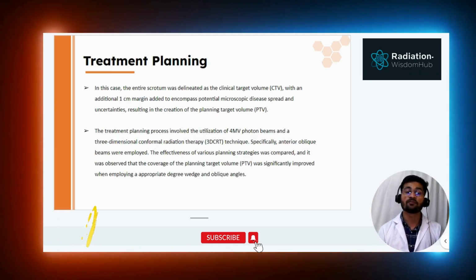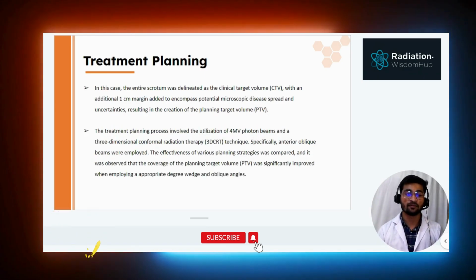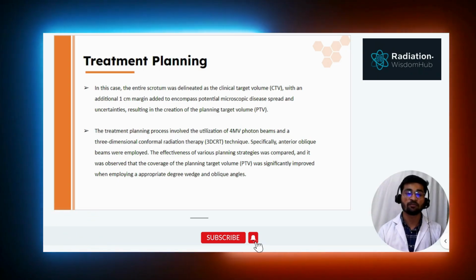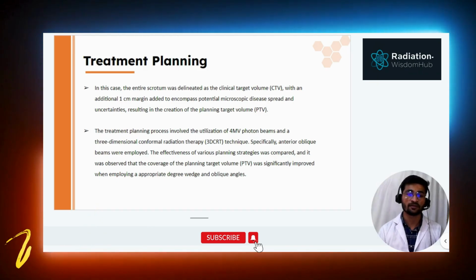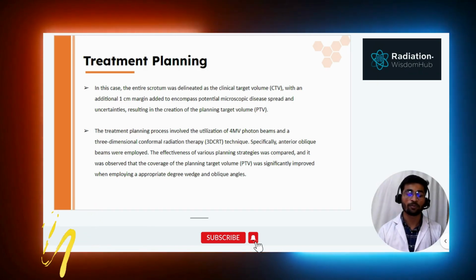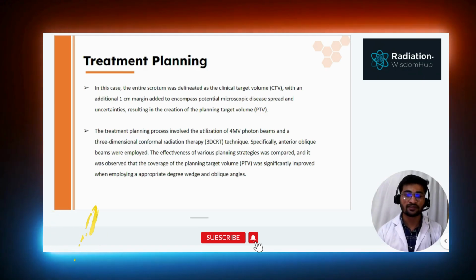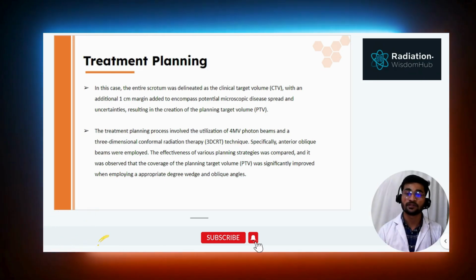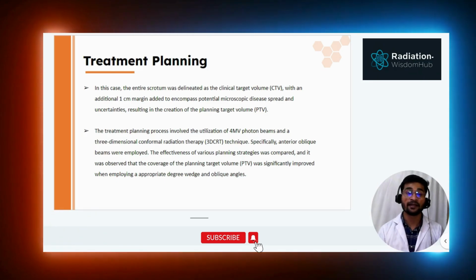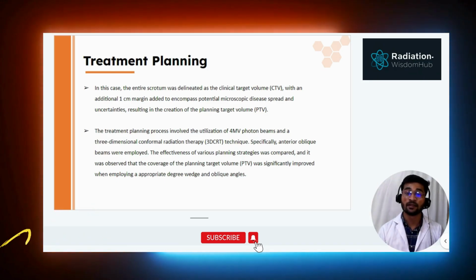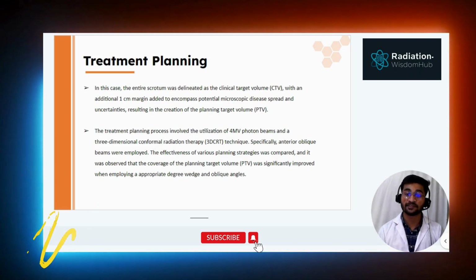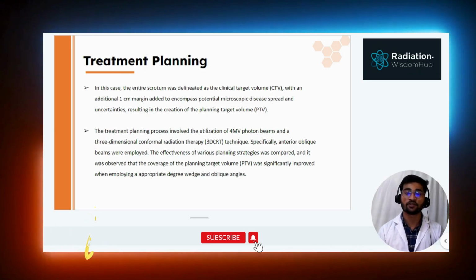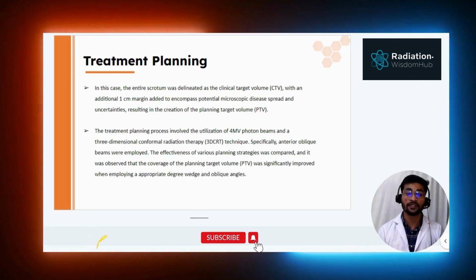So here is the treatment planning. After that procedure, the main important thing is treatment planning. Without treatment planning, we can't treat the patient with an appropriate dose. In this case, the entire scrotum was delineated as the clinical target volume, the CTV. An additional 1 centimeter margin was added to compensate for potential microscopic disease spread and uncertainties, resulting in the creation of the planning target volume, PTV.